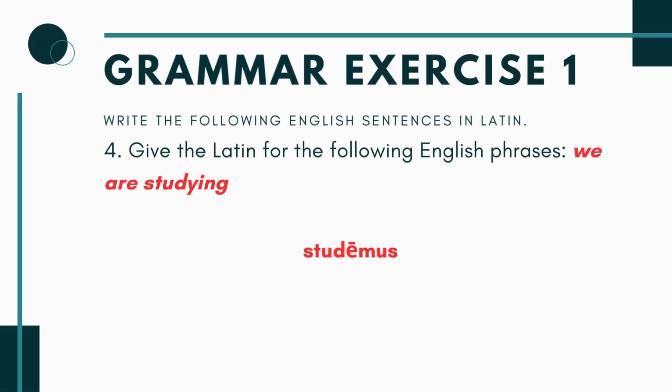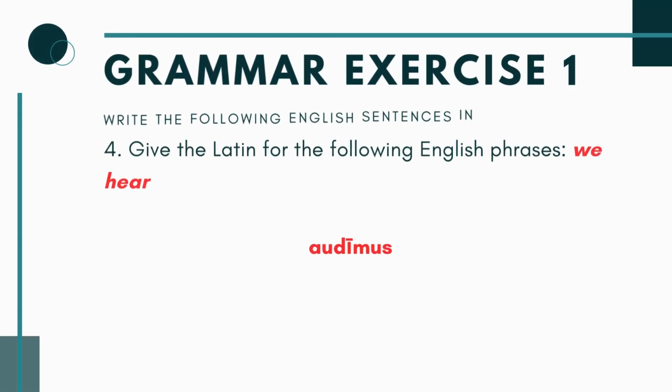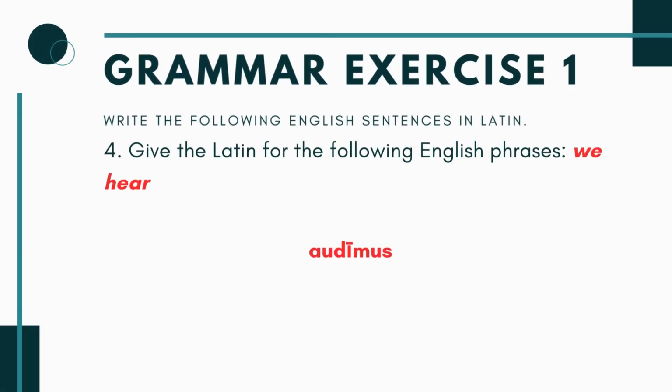Next, you have "we are studying" or "we study." It's studeo studere. It's a second conjugation verb. So just drop the re off your infinitive, add mus, and you're good to go. Next, you have "we hear," right? Or "we are hearing." Fourth conjugation verb, drop the re, add mus. We don't have to flip anything around because in fourth conjugation, that only happens with the third person plural, okay?